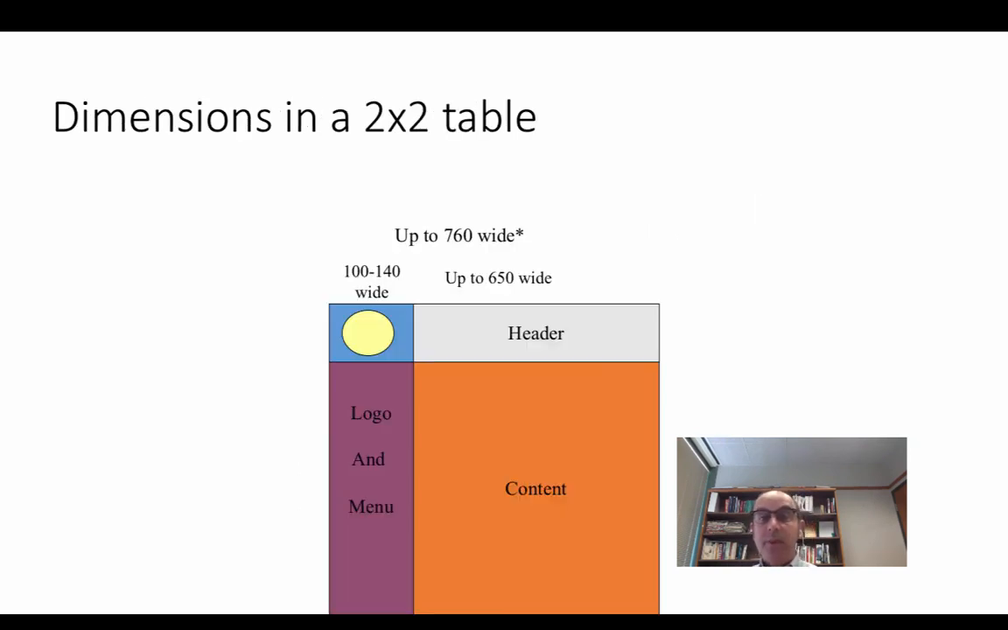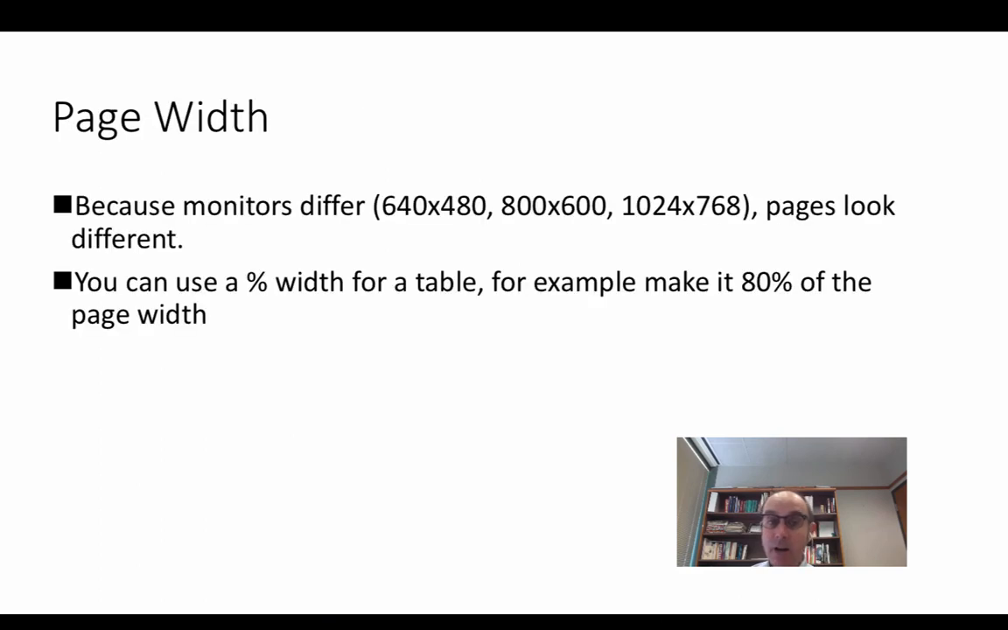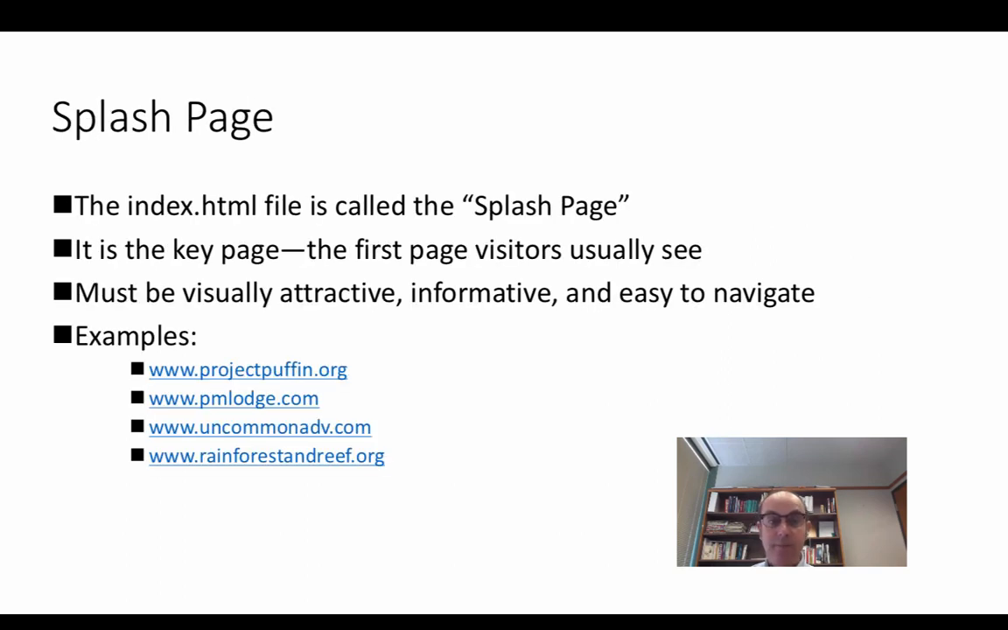So again, this is how we will see that and how to apply that into the design, the aspect. Because monitors are different, the page will look different, and again, I want you to have it in the back of your mind, and we will see more about that. You can use percentage in the table, for example, make it 80% of the width of the page, so you will know that percentage will play an important part of how the user will see it.